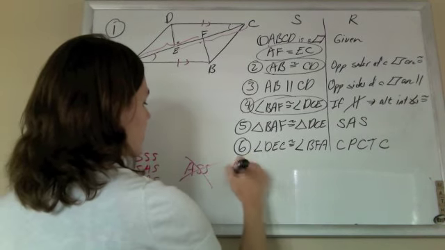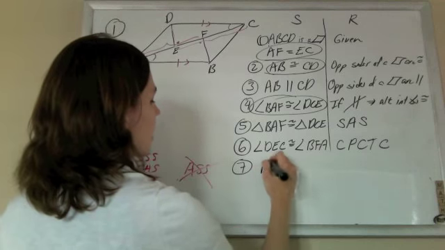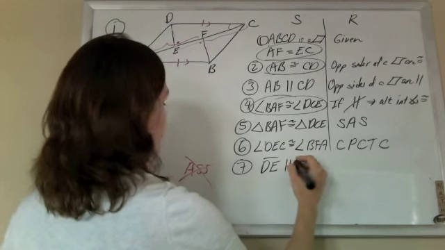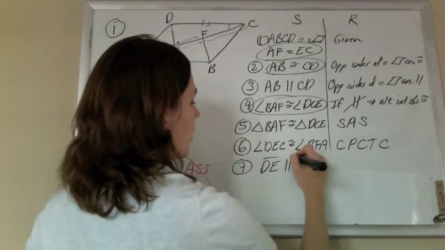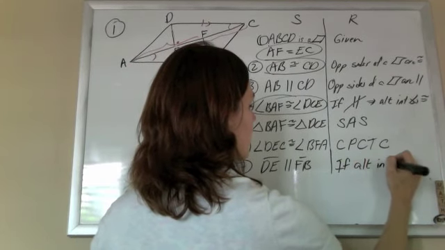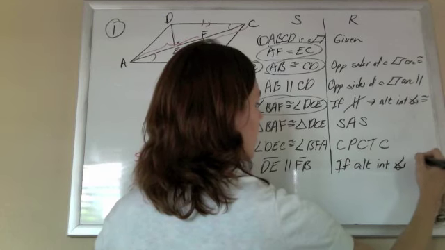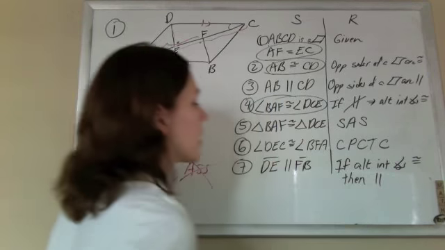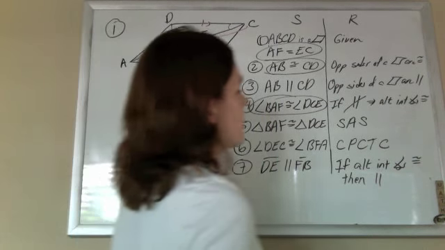And our final step then is to say that DE is parallel to FB, because if alternate interior angles are congruent, then the lines will be parallel. And that is my proof.